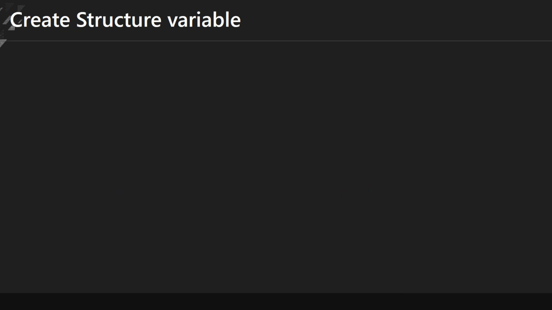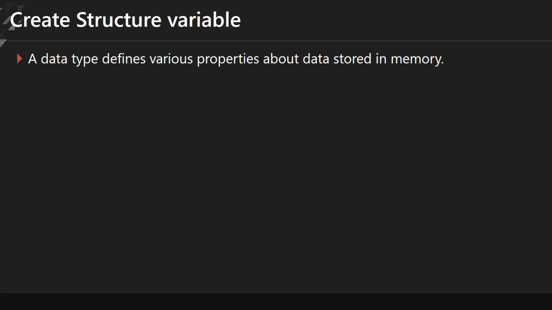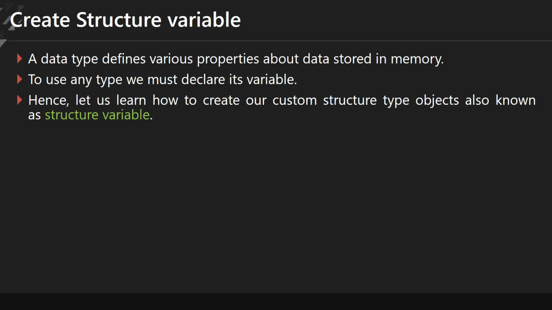Before the example, how do we create a structure variable? A structure variable has some properties to store data in memory. To use any type, you must declare it as a variable. Hence let us learn how to create our own custom structure data type objects, also known as structure variables.